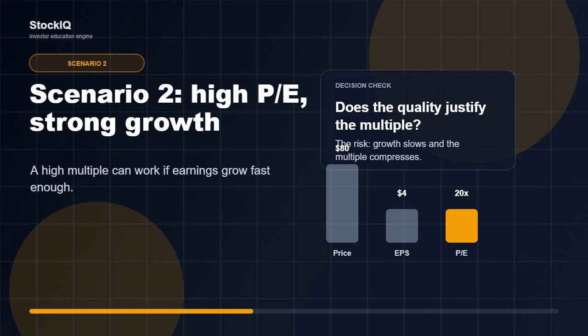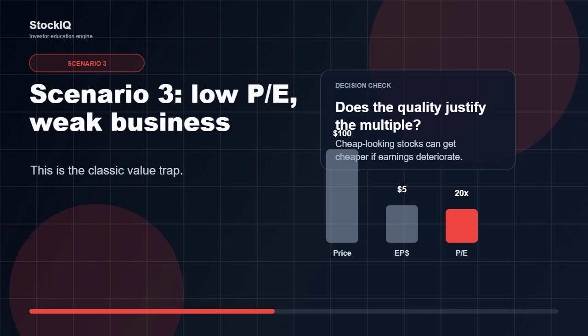Scenario 3, low P/E, deteriorating business. This is the trap. The stock looks cheap, but earnings may be falling, guidance may be weak, margins may be under pressure, or the company may be in a shrinking industry. If the E in P/E is falling, the stock may not be cheap at all. It may just be correctly pricing a weaker future.